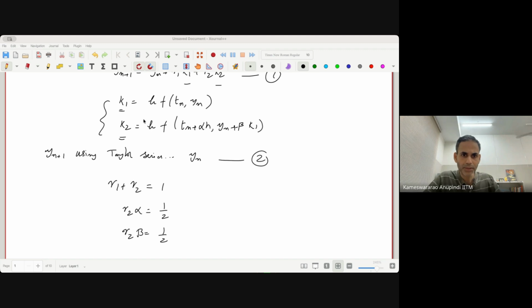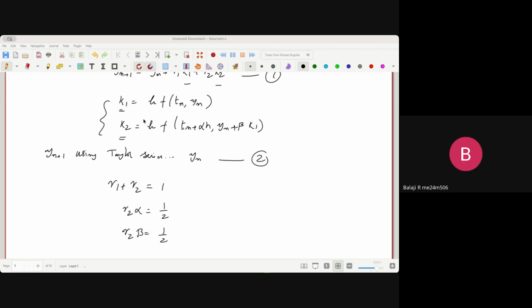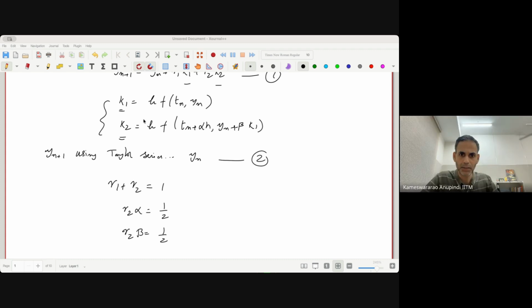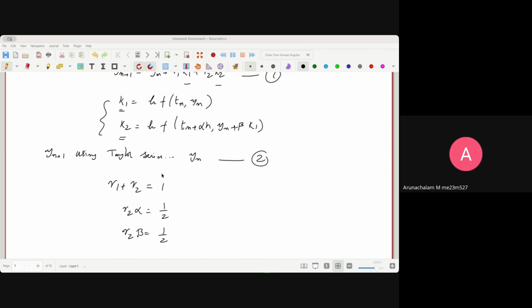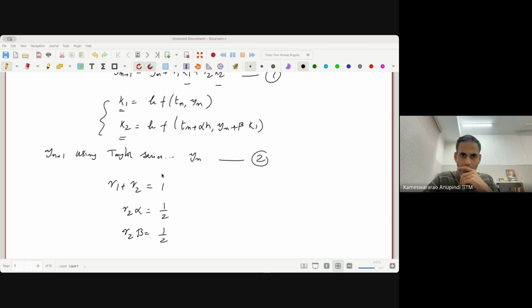Can somebody tell me whether this is correct or not, whatever we got in the last class? Yes, sir, correct. Or did I miss something? We got gamma 1 plus gamma 2 equals 1, gamma 2 alpha equals 1 by 2, gamma 2 beta equals 1 by 2. Okay, so this is perfect.